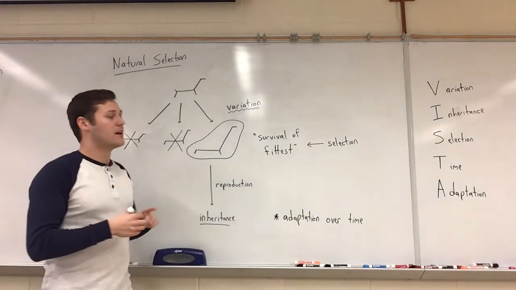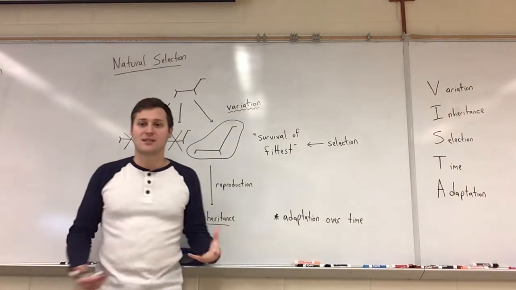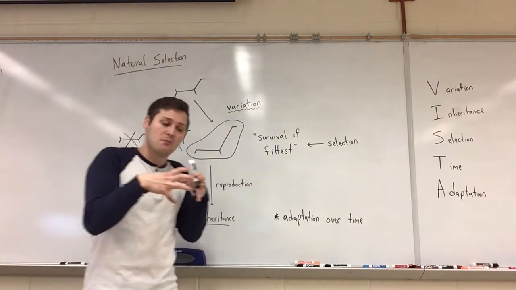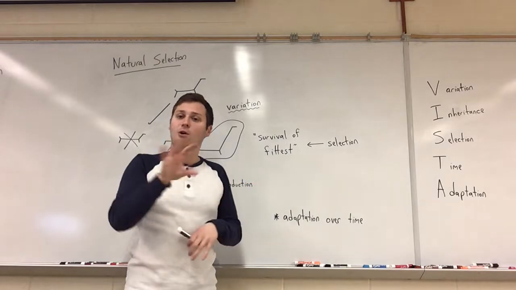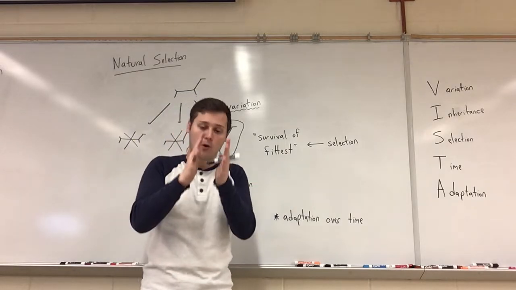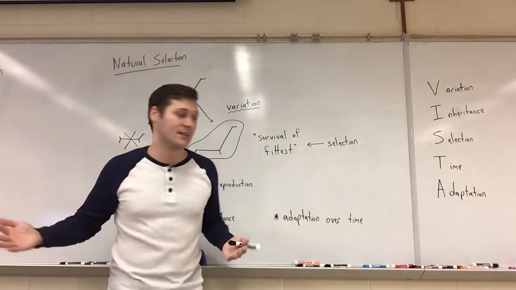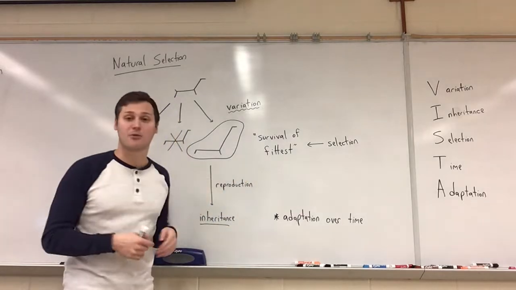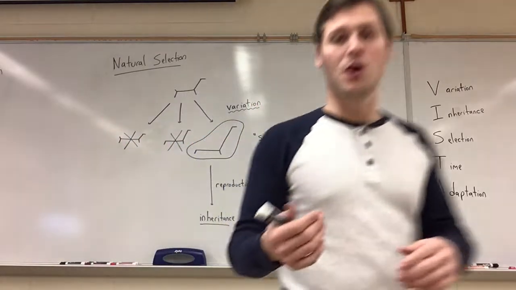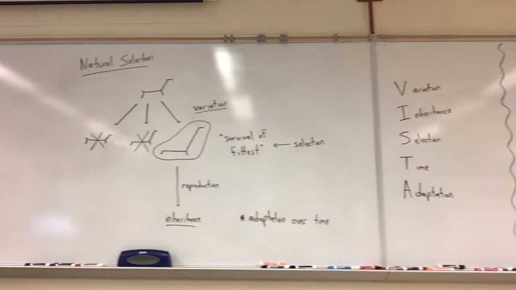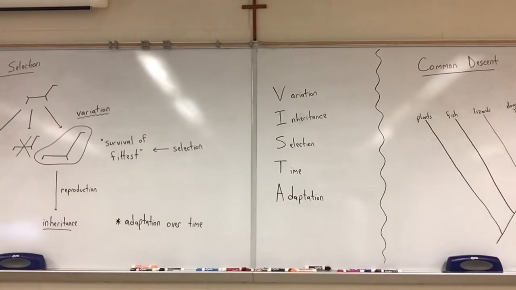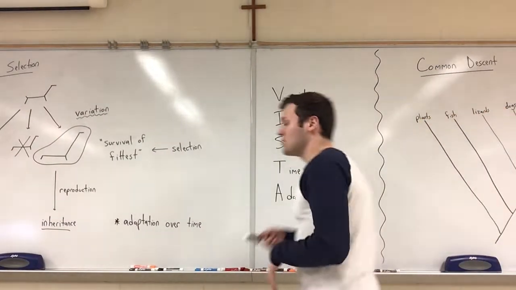If you are living in the rainforest, and maybe you're a frog, if you look more and more like the plant, it's harder to pick you out, and then over time we get camouflage, right? That would be adaptation over time. So a good way to remember natural selection, the key components, is this abbreviation VISTA.